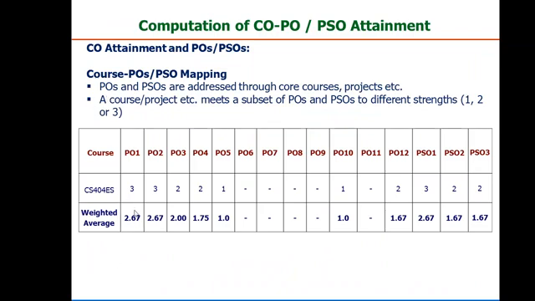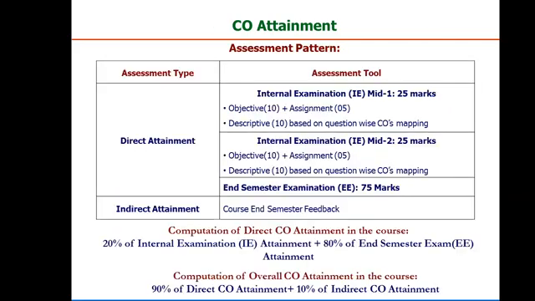So that value is included as it is here from the previous CO-PO and CO-PSO matrices. For computation of PO and PSO attainment, these weighted averages will be used for the calculations. Then coming to the course outcomes attainment, first we need to identify the assessment methods and related tools.